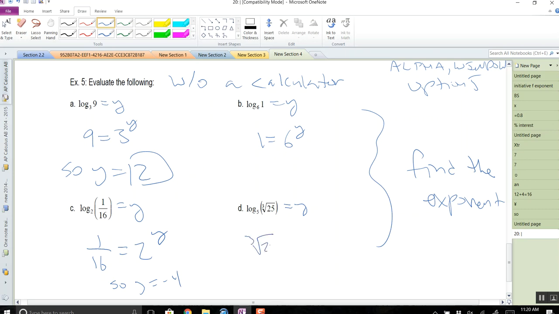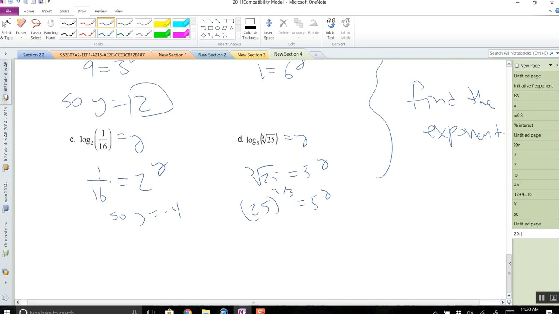Then the last bit, we're almost done here. The cube root of 25 equals 5 to the y. That's 25 to the 1/3 power. Does anyone know what 25 is if you make it 5 to a power? 5 to the 2, right? Hopefully you remember cube root is raised to the 1/3. 25 is 5 squared. So what does y equal here? 2/3.